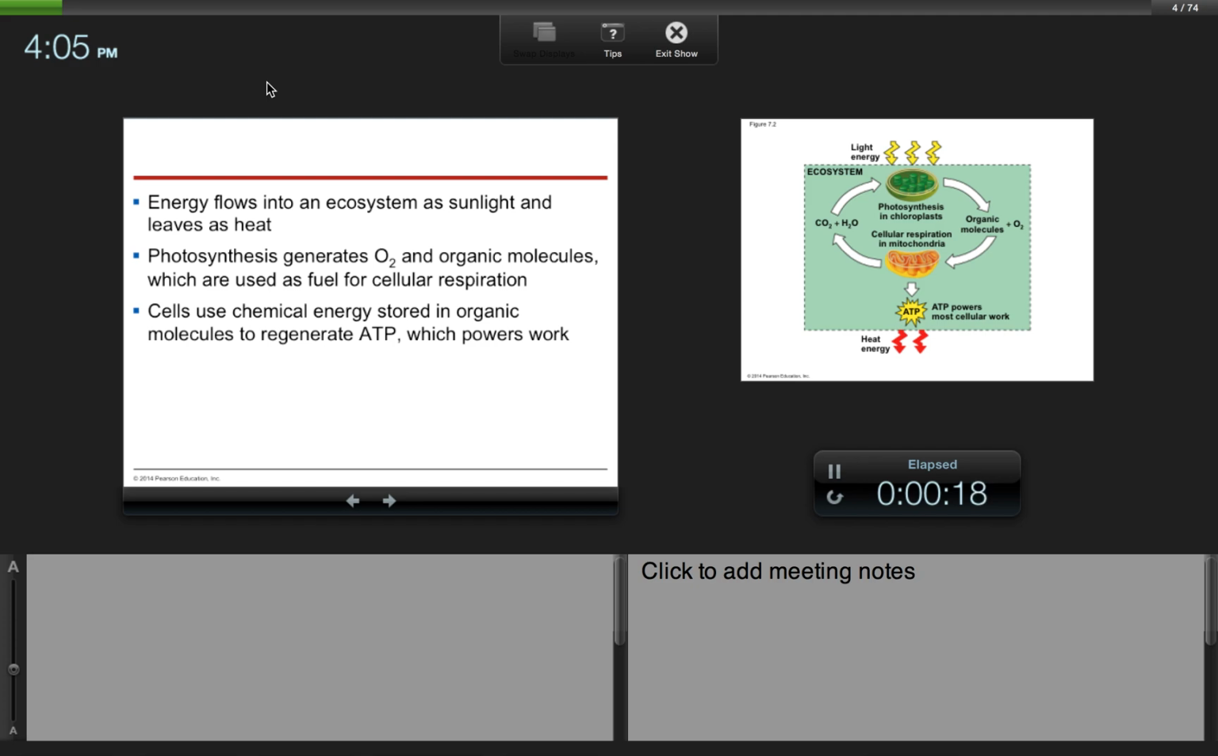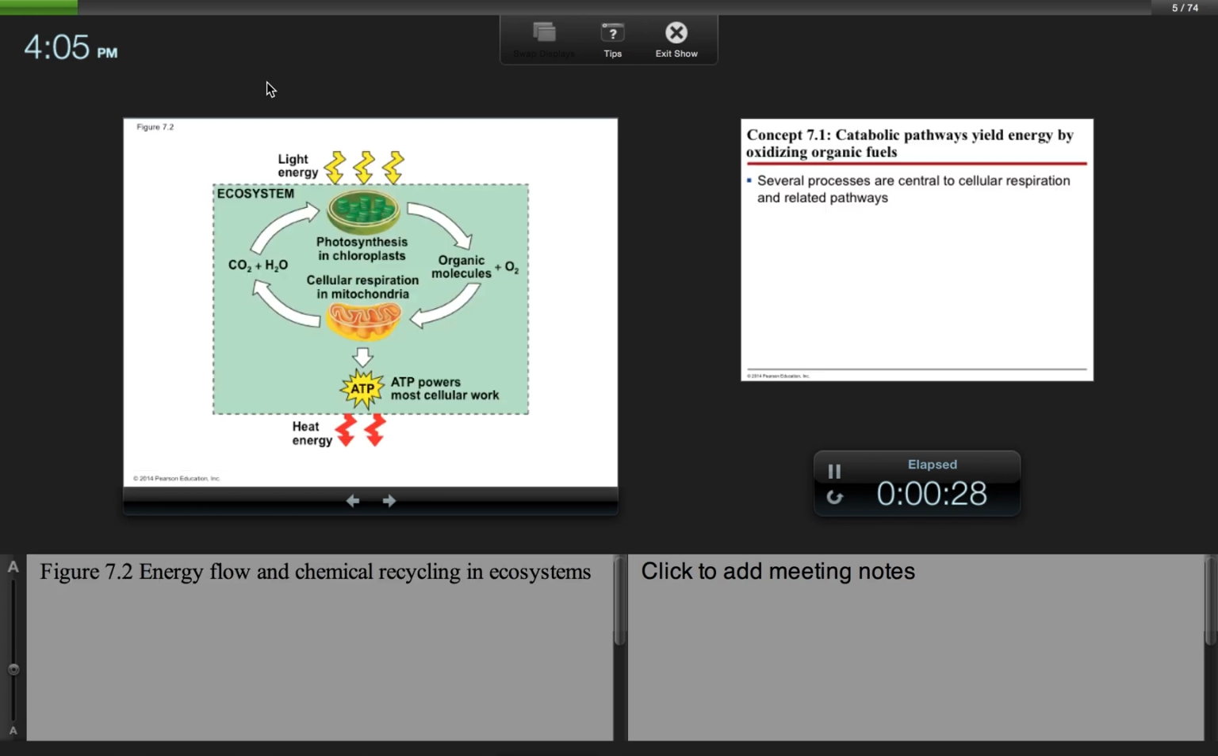Photosynthesis generates oxygen and organic molecules, which are used as fuel for cellular respiration. Cells use chemical energy stored in organic molecules to regenerate ATP, which powers work. So here is the cycling.